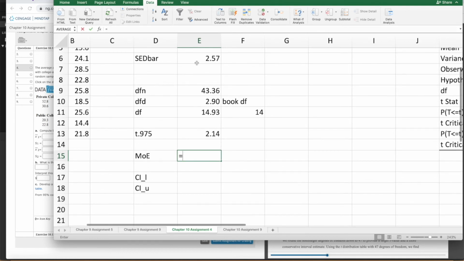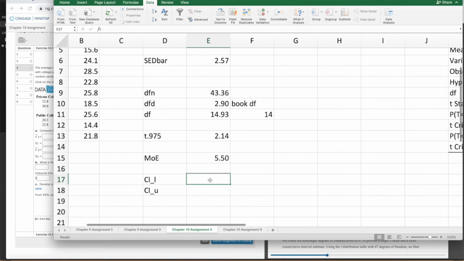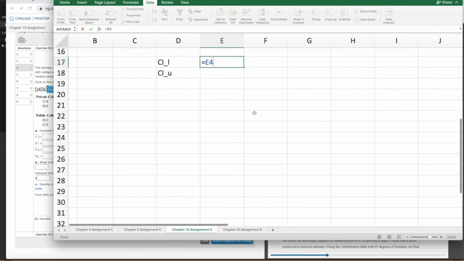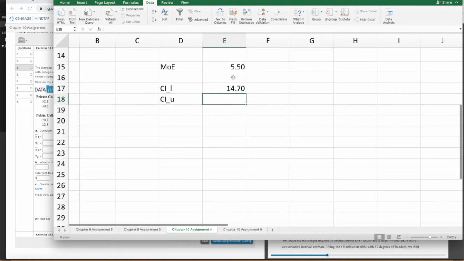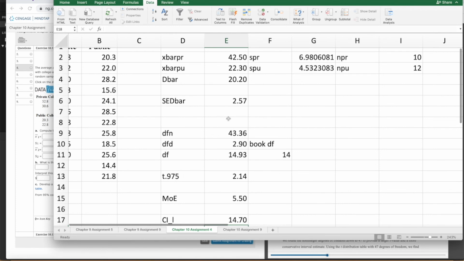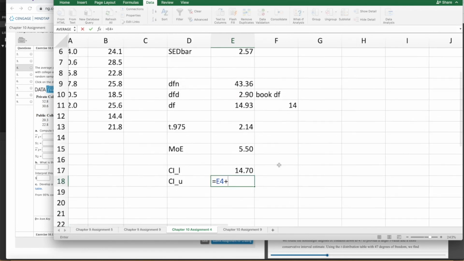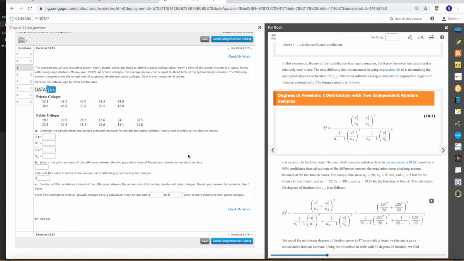Now our margin of error, of course, is our standard error times the number we need to go. So 550. Now CI lower is our estimated difference in the middle minus the margin of error. Our upper equals our estimated difference plus our margin of error. And so now we have our confidence interval, 14.7 and 25.7.